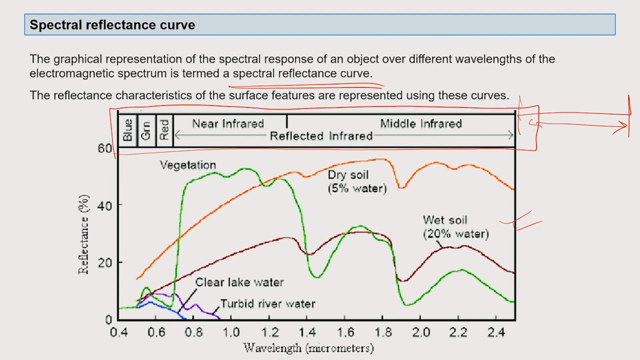So near infrared to middle infrared, and blue, green and red you are getting. So here this is reflectance percentage and this is your wavelength in micrometers. So as you see, clear lake water will give this kind of blue line, turbid river water a purple line, then you have vegetation green, dry soil reddish, wet soil brownish. So different types of surface characteristics give different types of curves, and this we call the spectral reflectance curve.